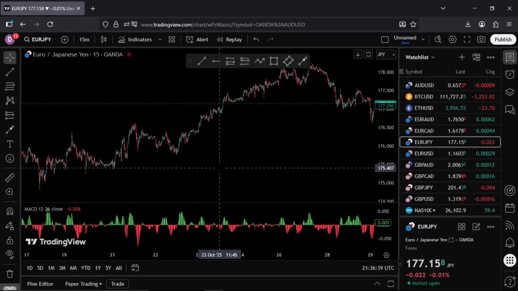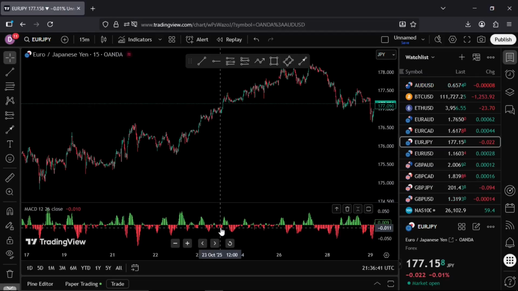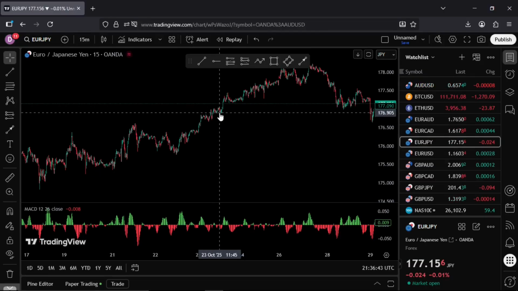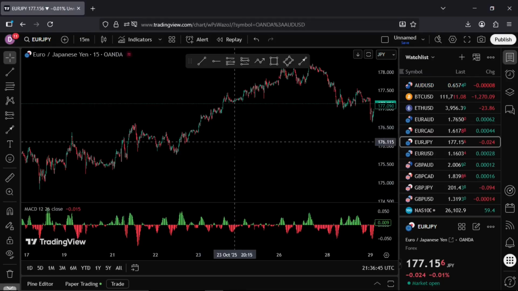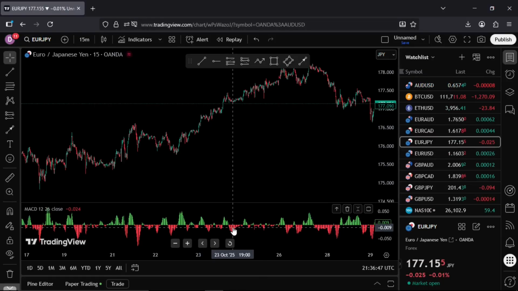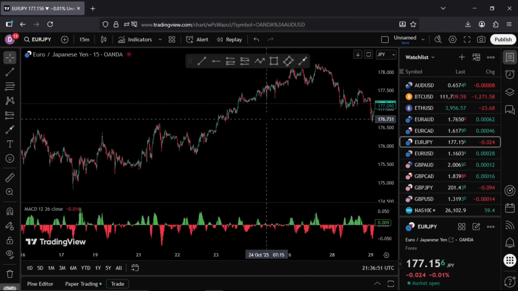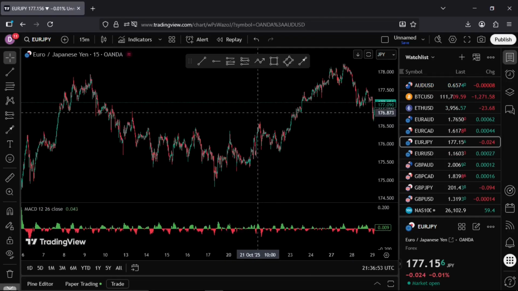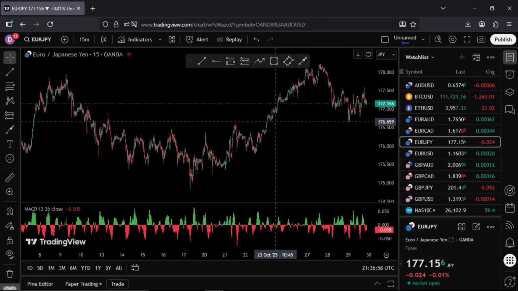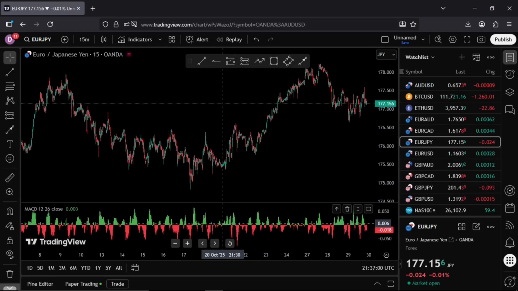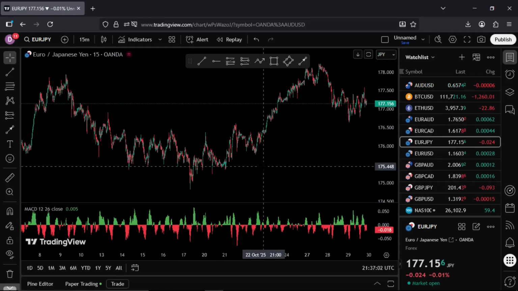Same thing where it says red, this right here will be considered a higher low. Same thing, where it says red, this right here will be considered a higher low. So for those people that are having trouble identifying the highs and lows in the trend, you could go ahead and use this indicator.